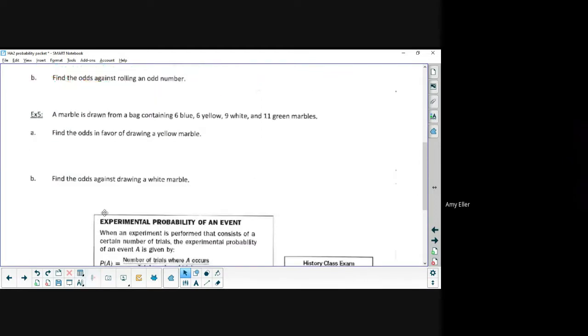Example 5, a marble is drawn from a bag containing 6 blue, 6 yellow, 9 white, 11 green. Find the odds in favor of drawing a yellow. When you're done with that, find the odds against drawing a white.